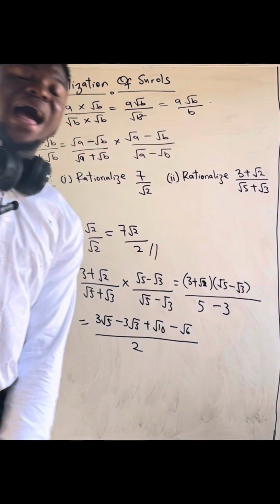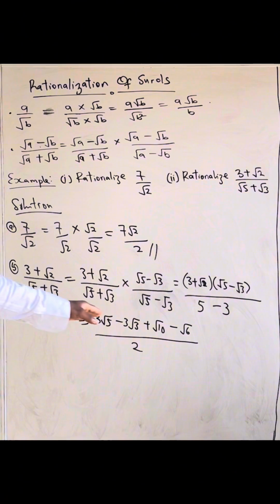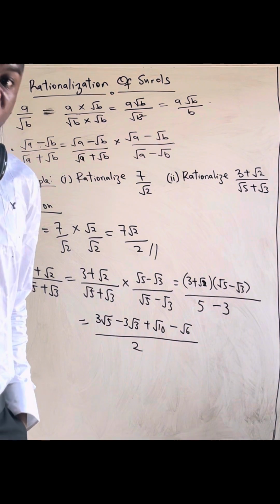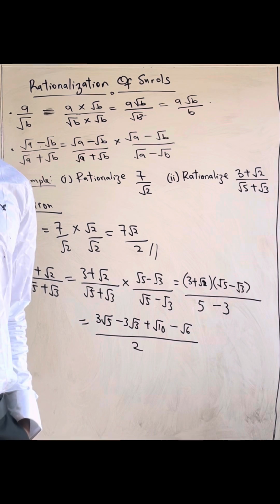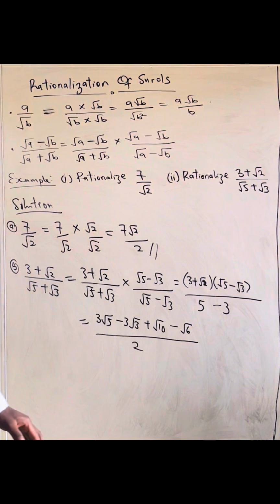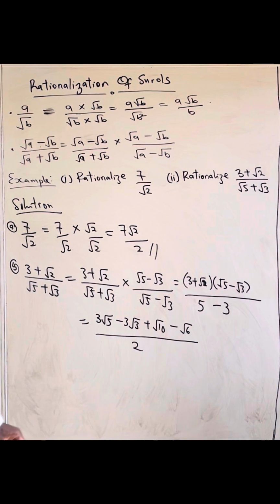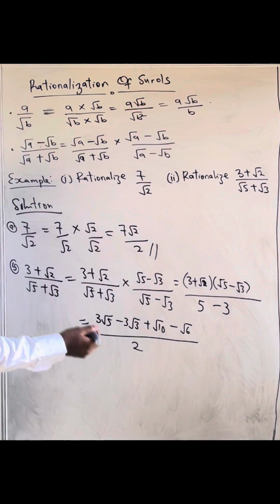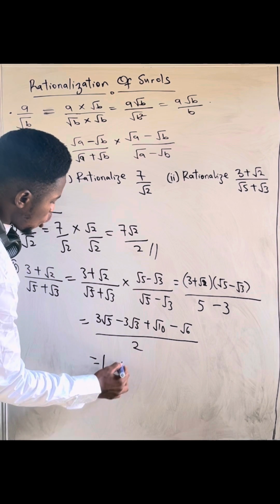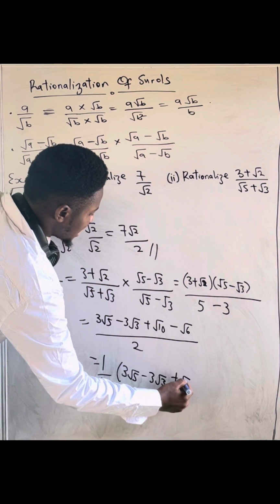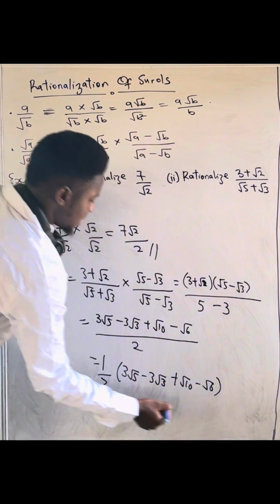So guys, look at this point. At the numerator, I am not to do the addition and subtraction, but don't forget that you are only to add or subtract similar surds. For non-similar surds, you can't express them further. Since the surds that are here are non-similar surds, we cannot express this expression further. So our answer will be left as this, but I can also write it as 1 over 2, open bracket, 3 root 5 minus 3 root 3 plus root 10 minus root 6. So this is the final answer, guys.